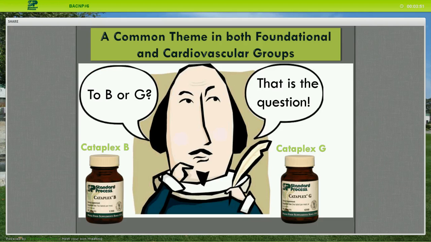So some of you may be unfamiliar with the concept of the whole B complex. One of the things that makes Standard Process unique is it puts its nutrients in a whole food base, and therefore you get the entire complement or complex of vitamins when you consume that product. So one of the things that Dr. Lee recognized was that there was a separation or a dichotomy between some of the B vitamins, and those were termed the B vitamins and the G vitamins. So let's look into that a little further.